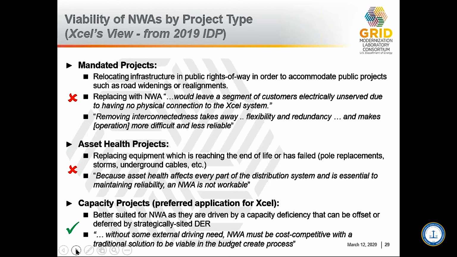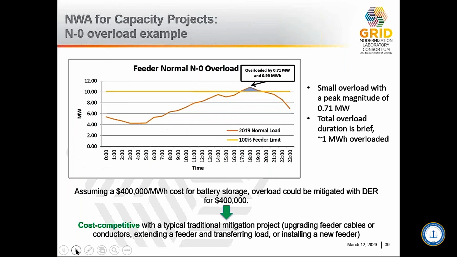For example, on the next slide, it shows that on the N-0 conditions, a feeder is overloaded at about 0.71 megawatts for a little bit over an hour, so 1 megawatt hour of energy is at risk. Assuming a battery costs $400,000 per megawatt hour, a DER costing $400,000 can be applied to mitigate that risk. This is cost competitive with a typical mitigation project, such as upgrading the feeder or extending the feeder and transferring load to another feeder. And so non-wires alternative is seen as an appropriate or cost-effective alternative for this type of project.